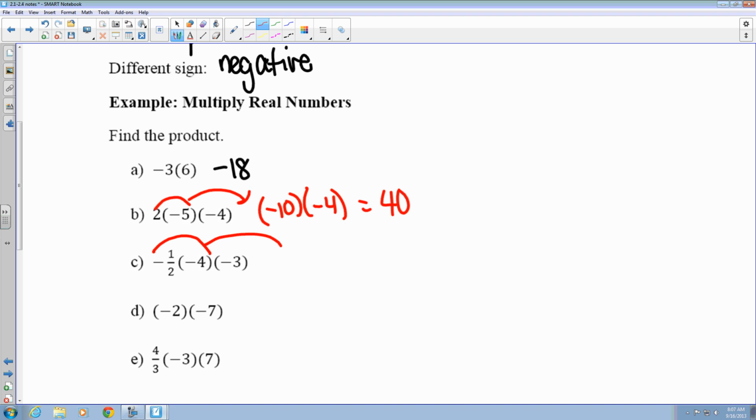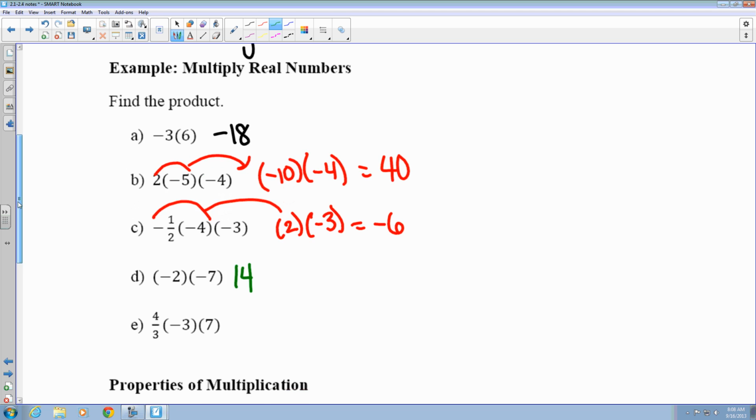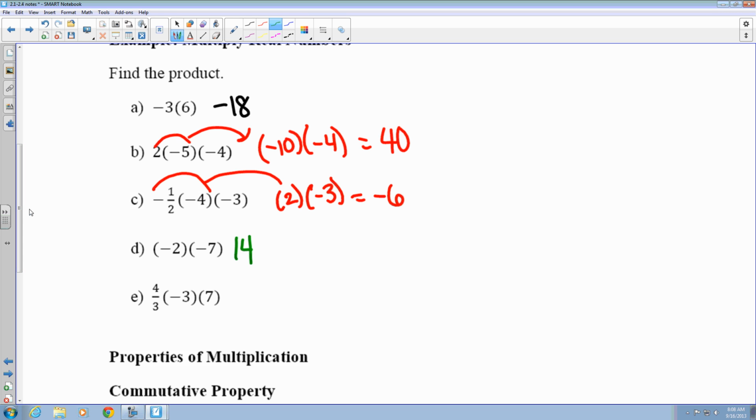Same thing here. Negative 1/2 times negative 4, positive 2, times negative 3, is negative 6. Negative 2 times negative 7 is 14. D, 4/3 times negative 3 times 7. 4/3 times negative 3 is negative 4. And negative 4 times 7 is negative 28.